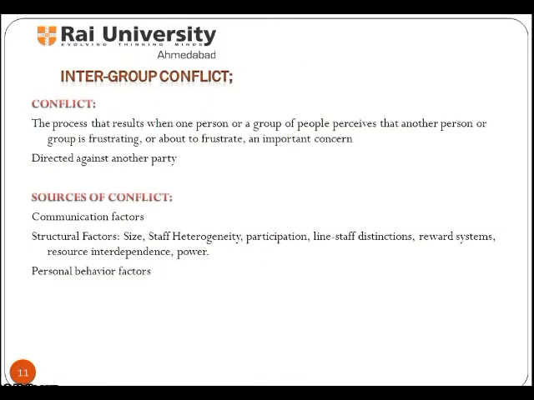Now, what is intergroup conflict? While carrying out discussions and interactions in a group, conflicts might arise. So now let's take a look at why and how conflicts arise. Conflict is a process that results when one person or a group of people perceives that another person or group is frustrating, or is about to frustrate, an important concern.